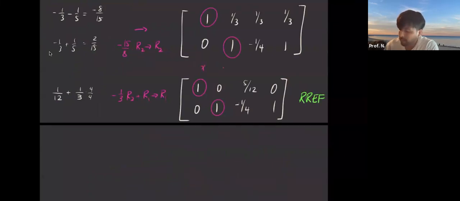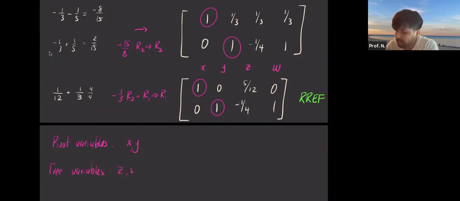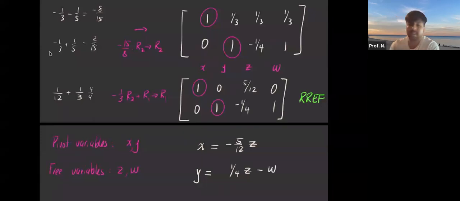This is X, Y, Z, W. So what are my pivot variables? My pivot variables are X and Y. What are my free variables? My free variables are Z and W. What does that first equation say? X is equal to what? Negative 5/12 Z. And what is Y equal to? 1/4 Z minus W. Do you guys see that?